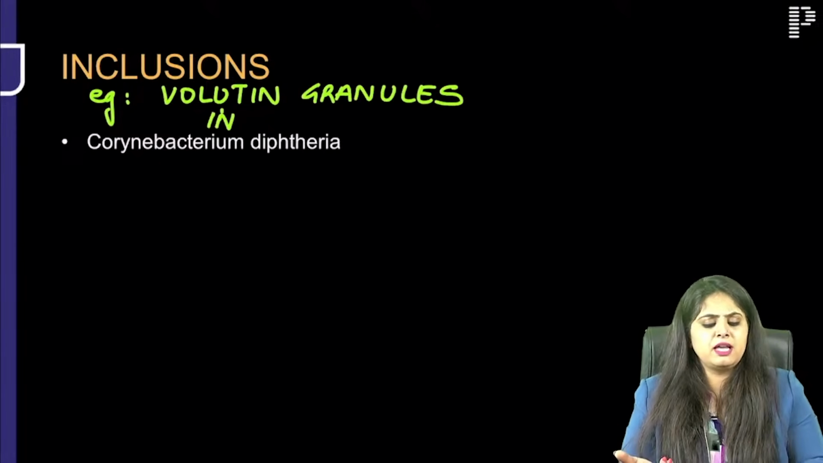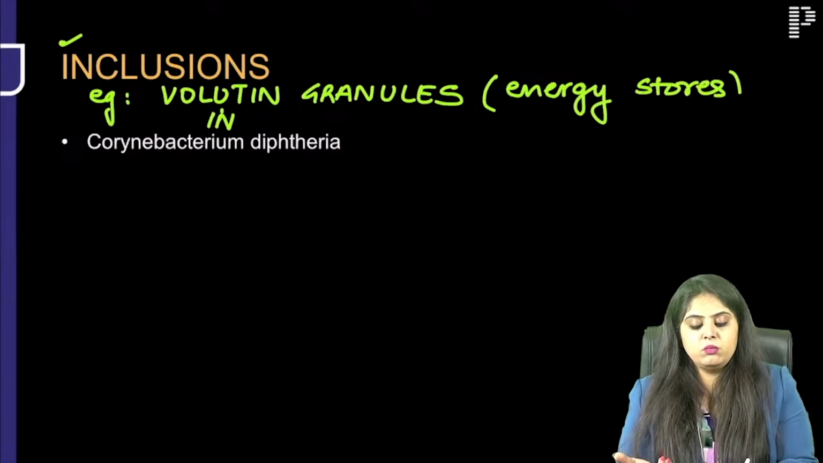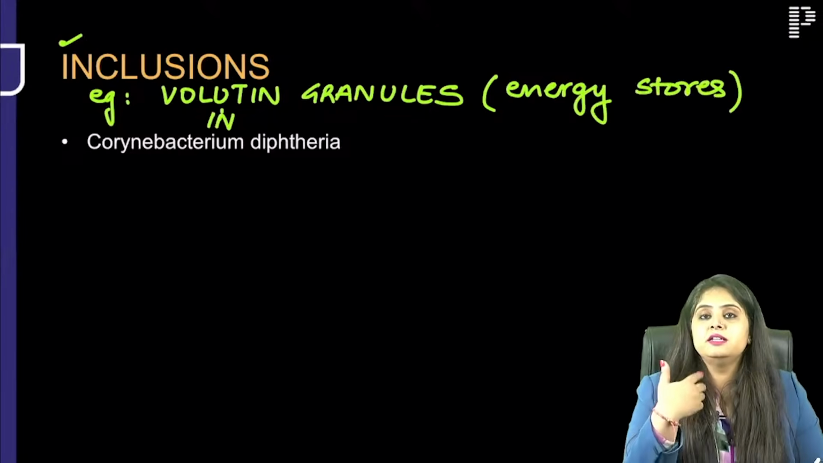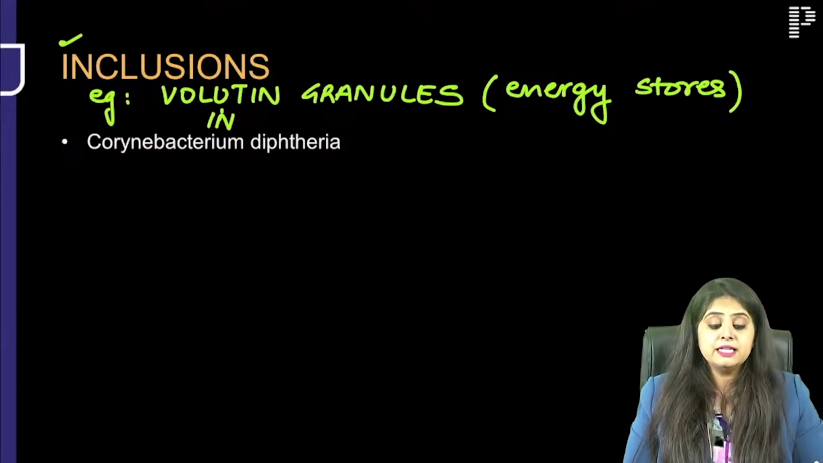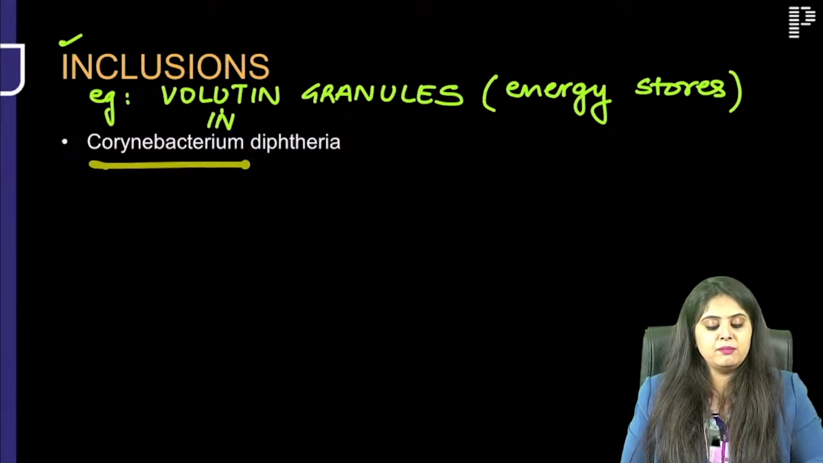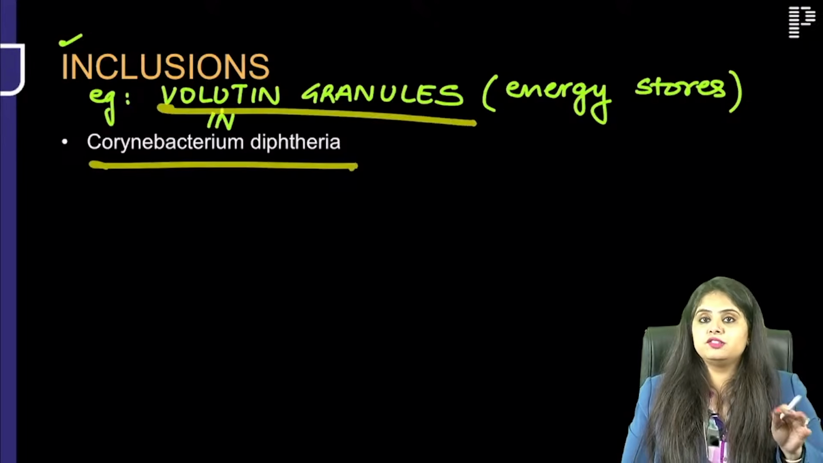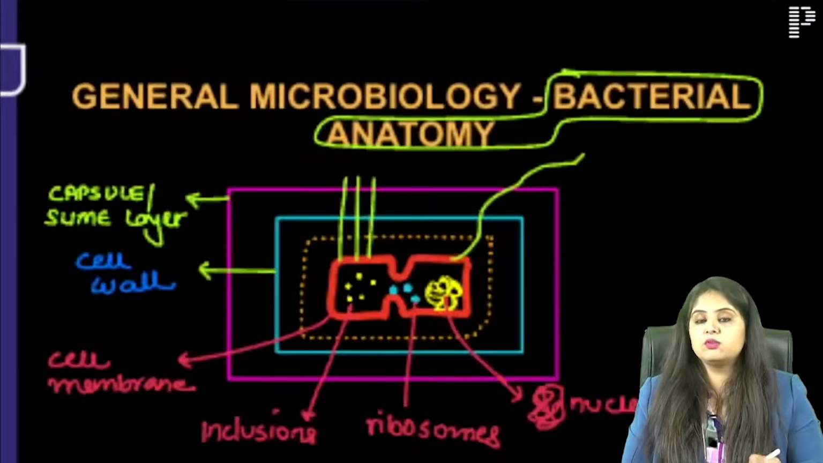Why did I give this, ma'am? What are inclusions? Volutin granules are nothing but energy stores. Like what is the energy in us? ATP, ma'am. ATP, the powerhouse mitochondria is our energy, it has all the ATP production ability. Same way bacteria also need energy. So Corynebacterium diphtheriae stores its energy in volutin granules. So these will be the inclusions.